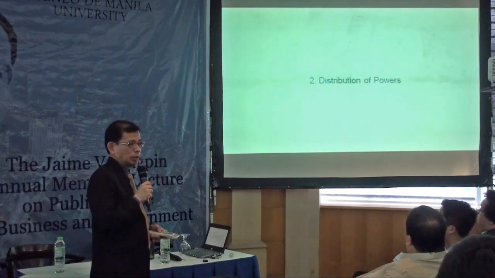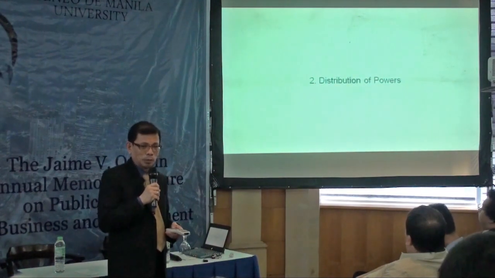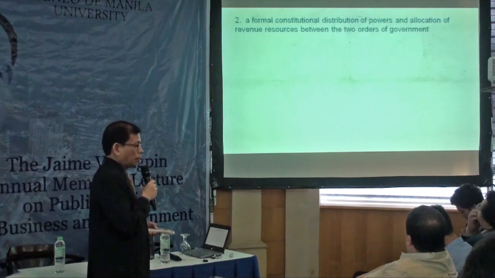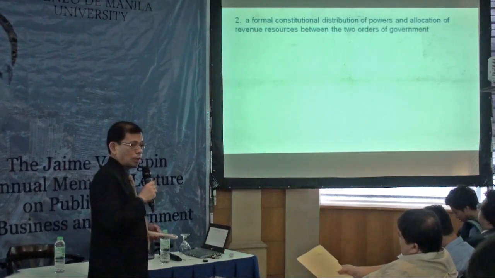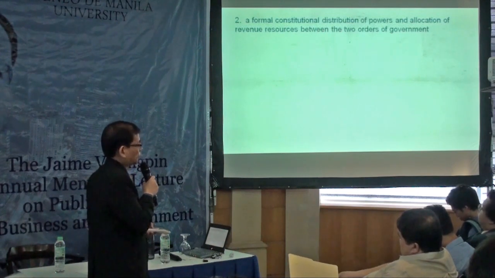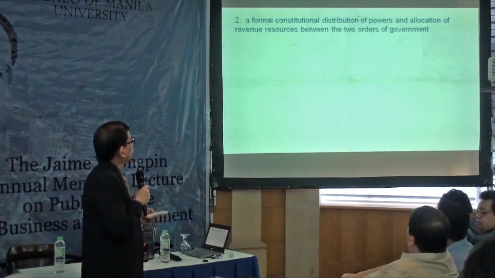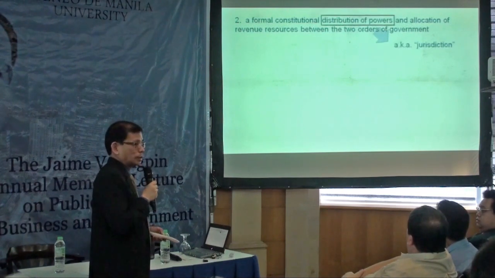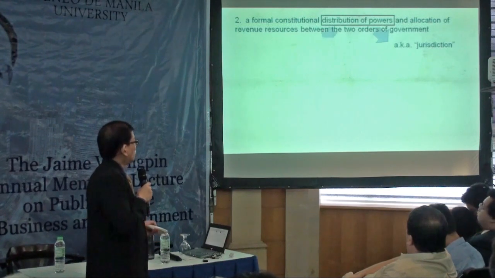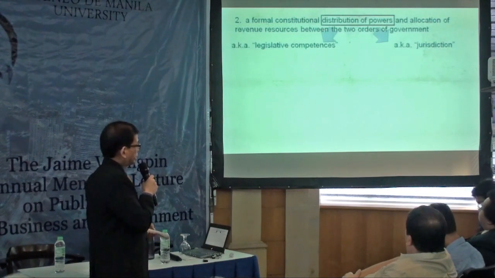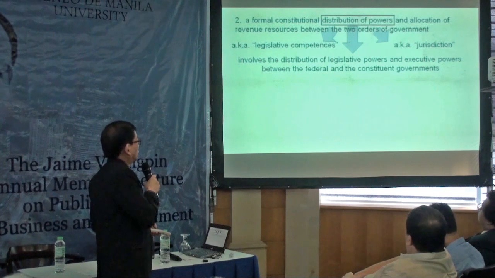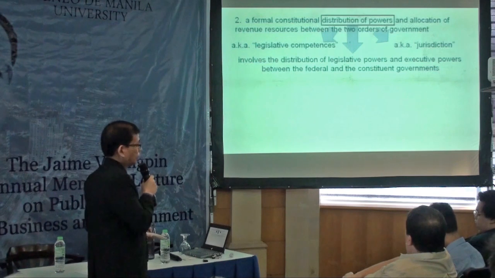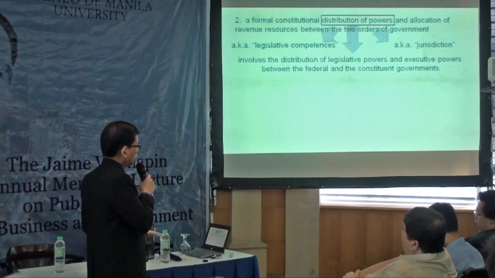Let's go now to distribution of powers. This is the longest section. It will take probably about 10 minutes. And the second feature would be a formal constitutional distribution of powers and allocation of revenue resources within the 2 orders of government. So, distribution of powers could be understood also as jurisdiction, also known as legislative competences. This distribution of power involves the distribution of legislative powers and executive powers between the federal and constituent governments.